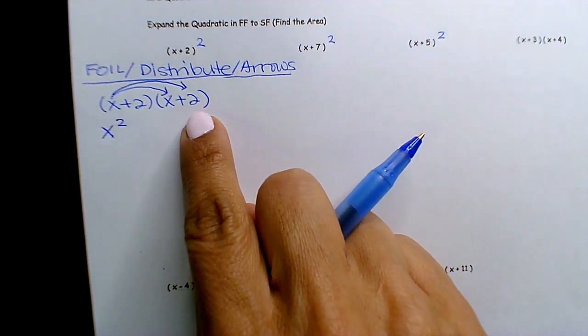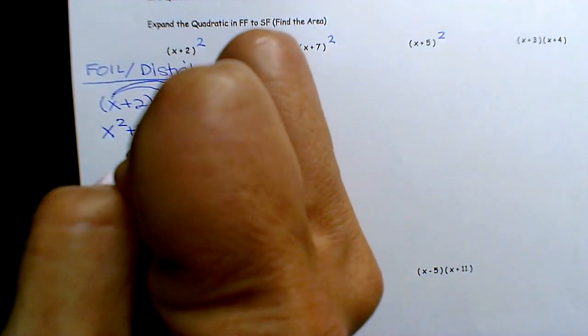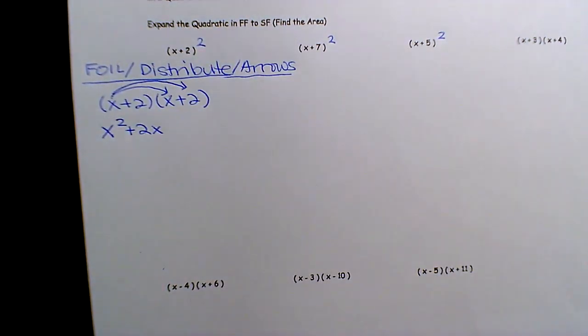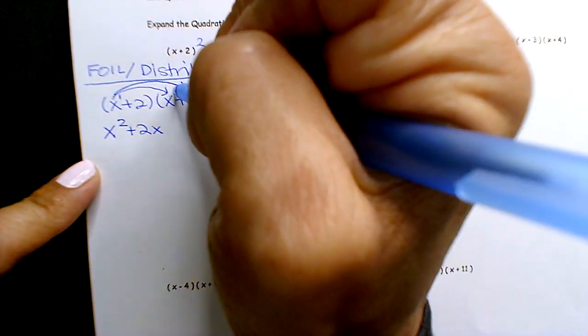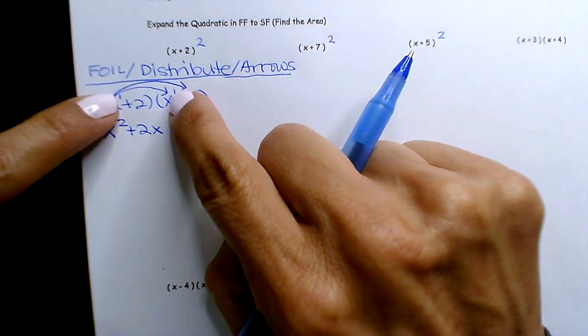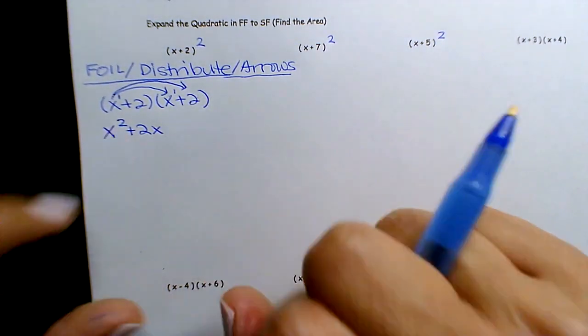Okay, what is x times 2? 2x. Yes. And by the way, for the x squared, remember, x to the 1, when you multiply your bases, you add your exponents, so 1 plus 1 is that little 2.